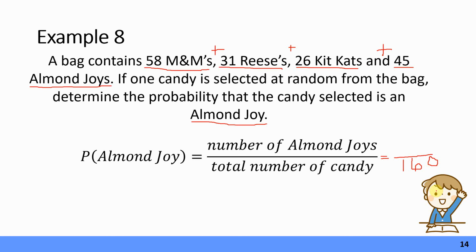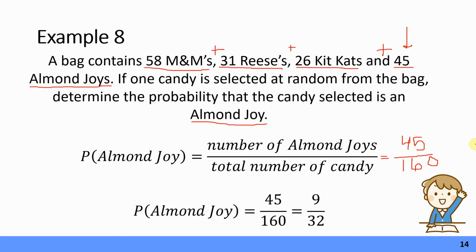Now the question is, what is the probability of selecting an Almond Joy? Hopefully there should be no problem at all. How many Almond Joys are there? There's a total of 45. So that's what goes in the numerator. So 45 candies out of the 160 total are Almond Joys. So there we go. That's our probability. Again, remember when I give you a fraction, make sure it's simplified. So 45 over 160 becomes 9 over 32.